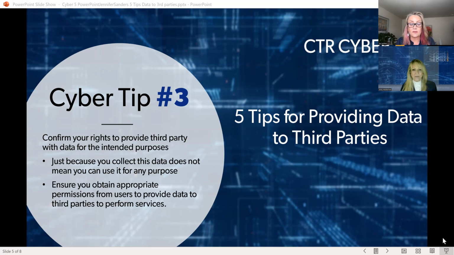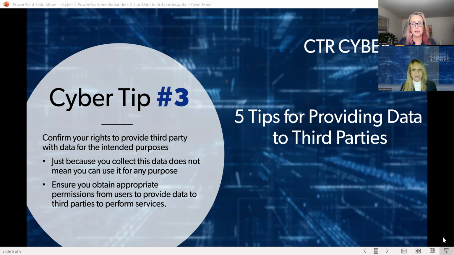So we want to make sure that if we're providing data to third parties, we have the right to do that. And this is a huge hot area right now. If you've gotten data, of course you have the right to process it for whatever you've disclosed to the user. So if it's to provide services and I need to give that data to the fulfillment entity, I will have disclosed that to the user and gotten that permission.